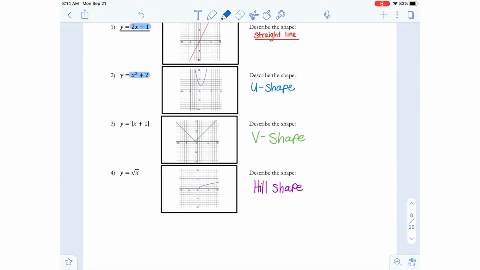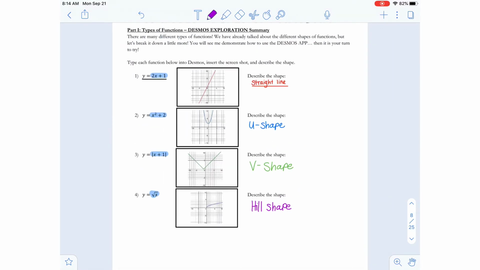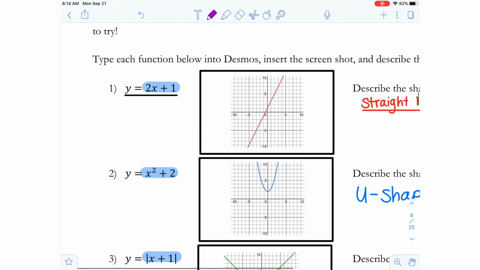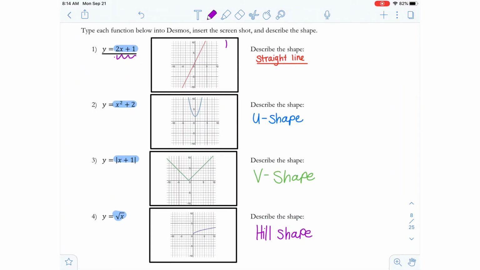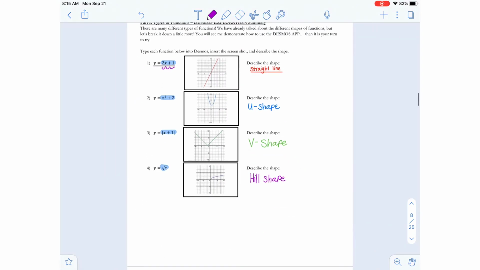Okay, so there is a connection, you guys. Every equation that looks like this with just a plain x will graph a line. Every equation with an x squared will graph a U shape. All the absolute values will graph a V, and all the square roots will graph a hill. All of this is described in the chart on the next page.